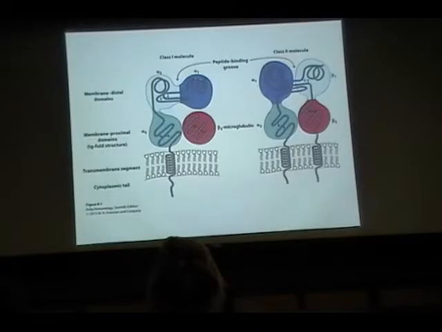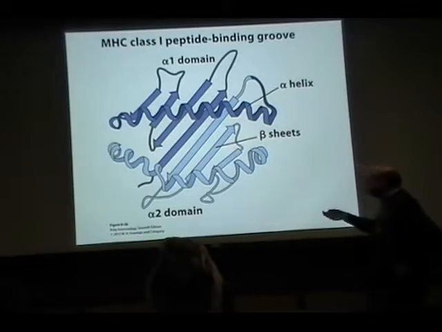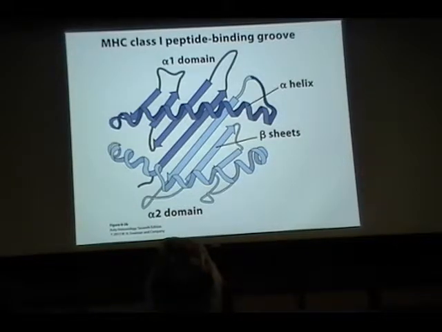That is the presentation process. So here's a ribbon diagram of the walls of the groove. There are beta sheets that form the floor of the groove. There are alpha helices that form the wall. And this is the structure for class 1.